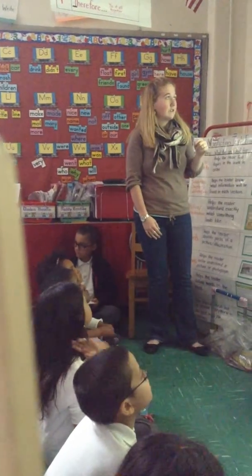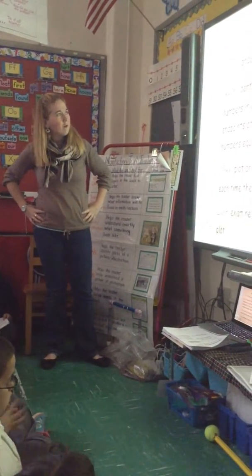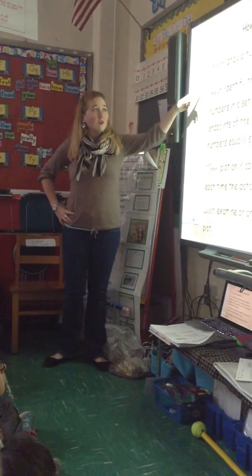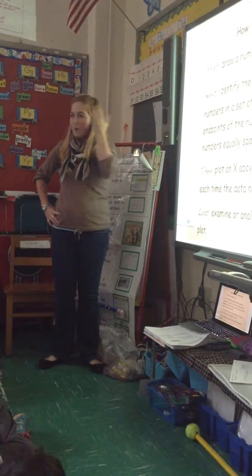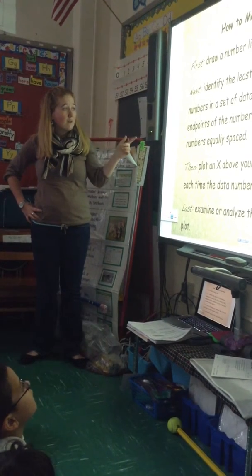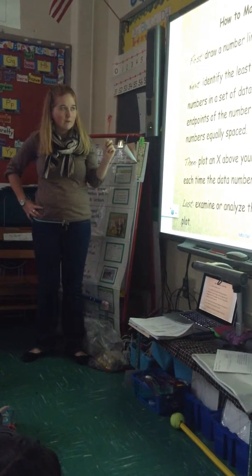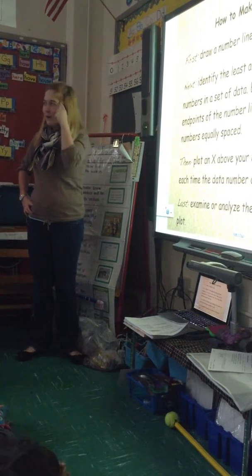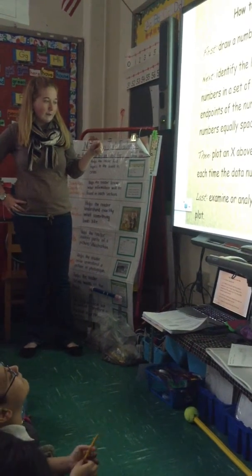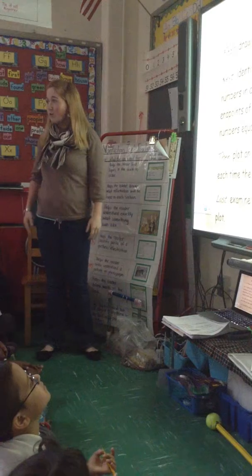today as a class. So I found these instructions when I tried to look up how to do line plots. And this made much more sense to me, so we're going to try it. It says first, draw a number line. I wasn't even thinking that it's a number line. Next, identify the least and the greatest numbers in a set of data. Enter them on the endpoints of the number line. Okay, I'm going to put that in my brain. Then, plot an X above your number line value for each time the number occurs. And then, you have your line plot.